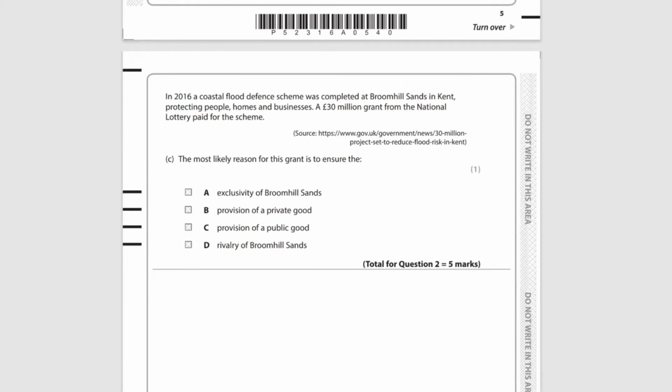And then finally, for question 2, in 2016, a coastal flood defence scheme was completed at Broomhill Sands in Kent, protecting people, homes and businesses. A £30 million grant from the National Lottery paid for the scheme. The most likely reason for this grant is to ensure A, the exclusivity of Broomhill Sands. No. B, provision of a private good. No, it's not a private good. C, rivalry of Broomhill Sands. No. Most likely is public good.